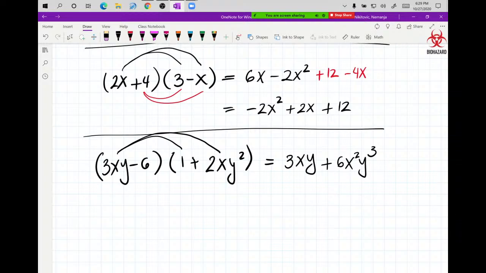All right, and now we have the red ones. Negative 6 times 1 and negative 6 times. So how much is negative 6 times 1? Negative 6 times 1 is negative 6. Good. And then negative 6 times 2xy squared. Would it be negative 12xy squared? Perfect.